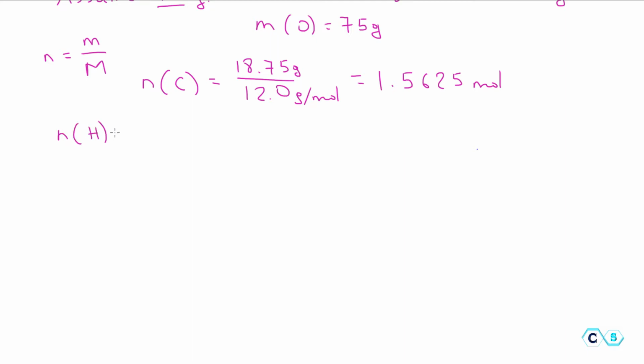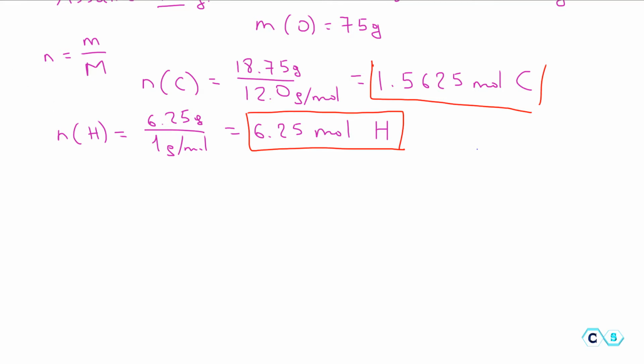Now let's determine the moles of the hydrogen. Moles of the hydrogen are equal to 6.25 grams divided by 1 gram per mole, the molar mass of hydrogen. So we have 6.25 moles of hydrogen. This is carbon.